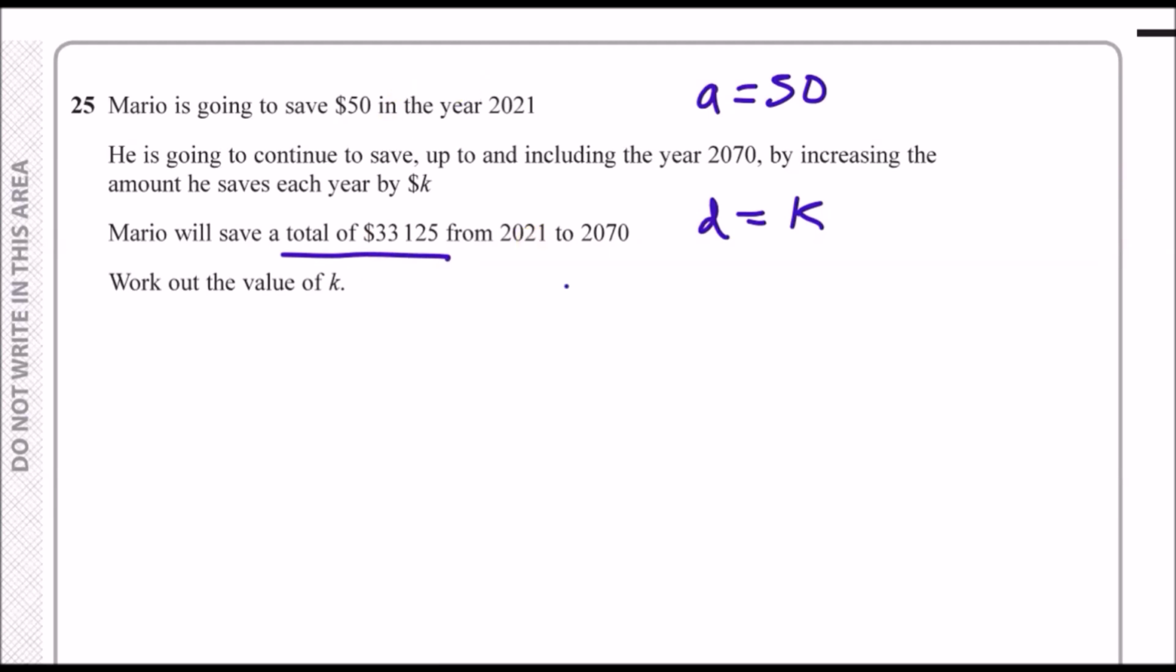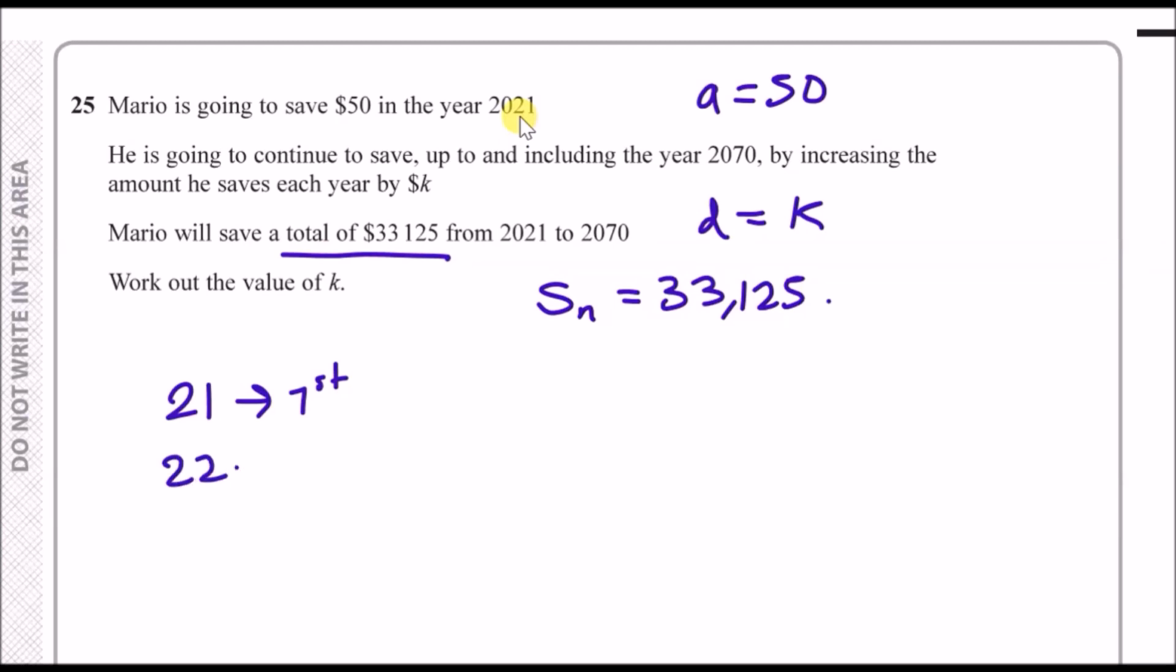So the sum of the first whatever number of years is going to be $33,125. Now actually we can work out how many years this was. If we think of the year 21, let's ignore the 2000, as the first year, then 22 would be the second year, and we're eventually going to go up to the year 70. If you just subtract 20, that would be the 50th year. So essentially, he's going to be saving up for 50 years.